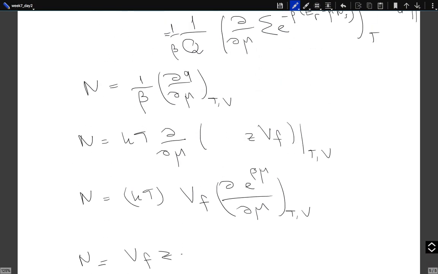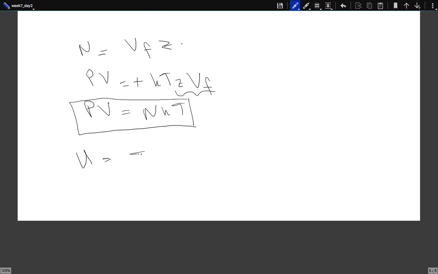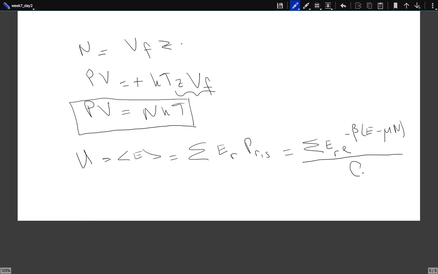And then, of course, you can just go ahead and calculate the energy. Well, let's calculate U. U is the average energy, which was defined as the sum of ER times PRS, sum of ER e to the power minus beta, E minus mu N, divided by Q.